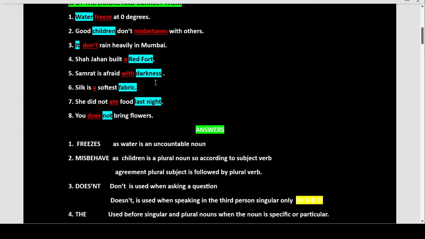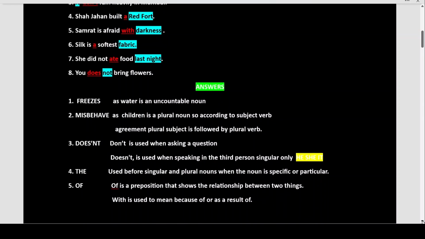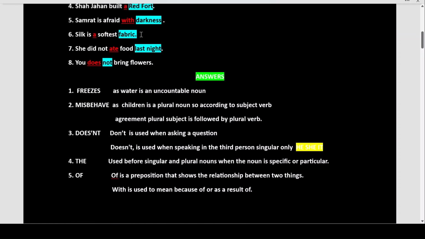Samrat is afraid with darkness. Now, this is very important. Samrat is your subject. And what are we using? We are using a preposition. We will use a preposition over here because Samrat and darkness have to be related with something, and that preposition is of. Samrat is afraid of darkness because of is the preposition which shows the relationship between two things.